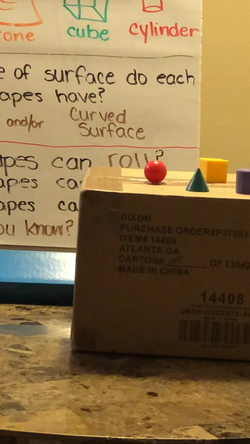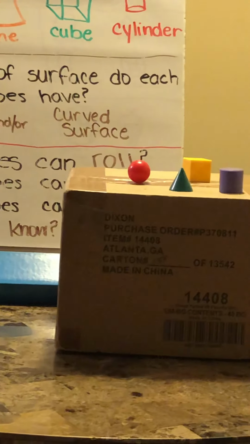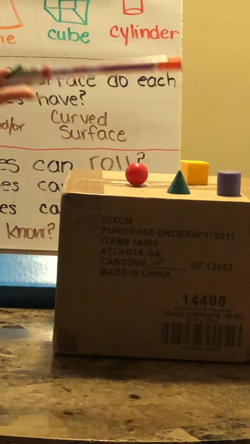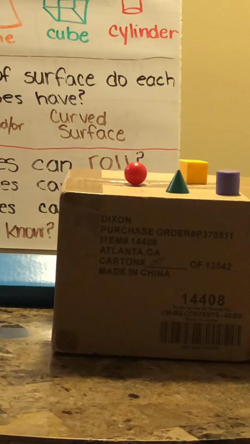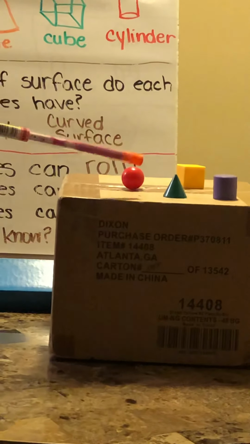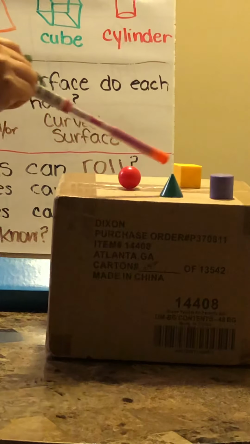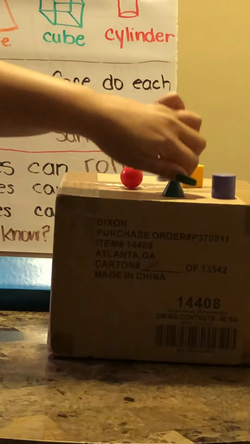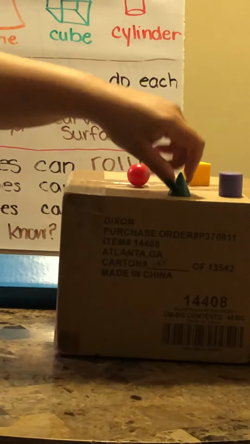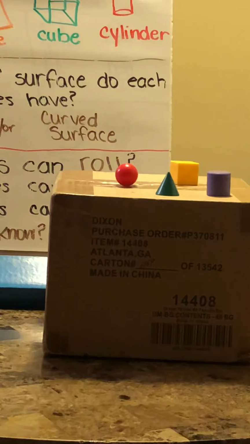How about a cone? Let's look at the cone now. Look at the cone. Does it have a curved or flat surface? I want you to think about that one. Good. The cone has a curved surface and it has a flat surface on the bottom. So it has both curved and flat surface.